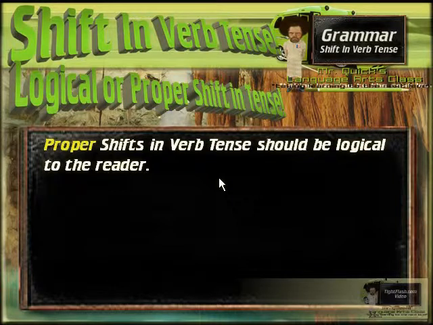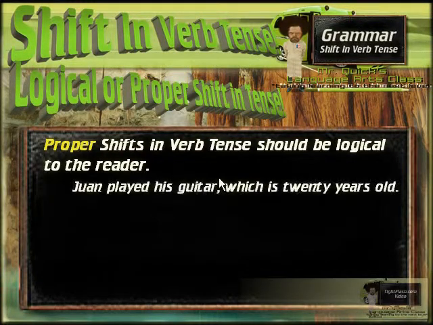Now let's get down to business now that we did a little bit of review of our verb tenses. These are the verb tenses we most commonly use when shifting in verb tense. Proper shift in verb tense should be logical. Now we're dealing with logic here. Definitely we're in rhetoric, full throttle here now.